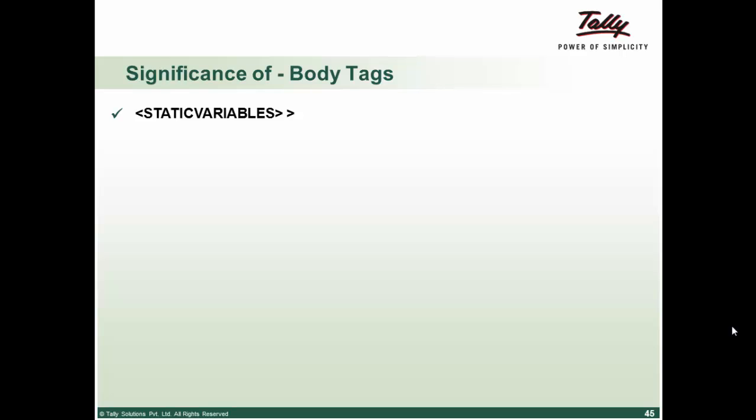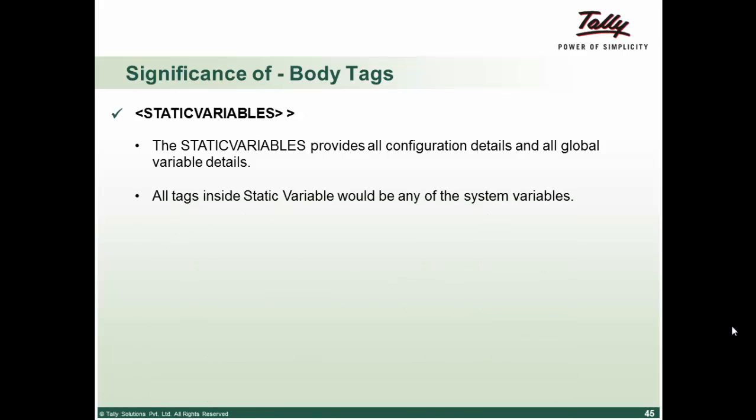In the description tag, we have the static variable. This tag provides all configuration details of the global variables and the values based on which the entire report or the data that is required will be acting upon. So all the configurations required will be specified within this particular variable tag. All the tags inside the static variables would be any of the system variables.